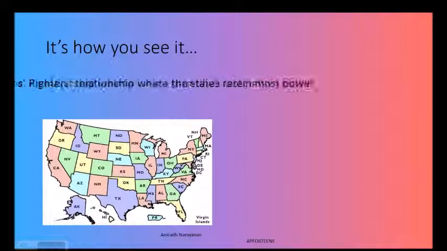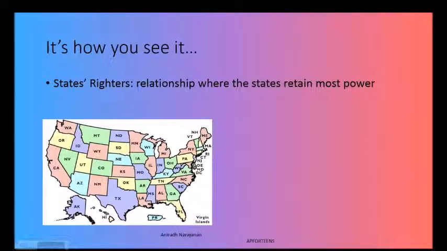Now, it's how you see it. Like all parts of the Constitution, the definition of federalism is in the eye of the beholder. So if you're a states' rights person, you believe that the relationship should be where the states contain the most power. Most of the power should be, you know, state to state. If you're a citizen of New York over here, then you're going to go to your New York government for the authority to do something. Now, at this point, obviously, you see 50 states, Puerto Rico, the Virgin Islands.